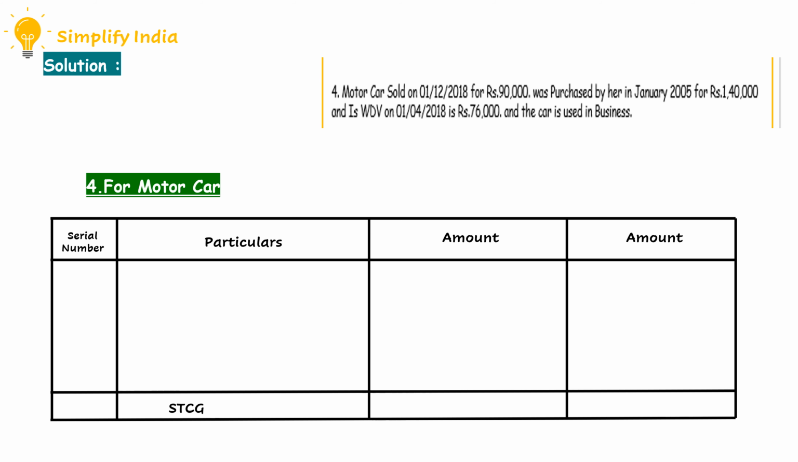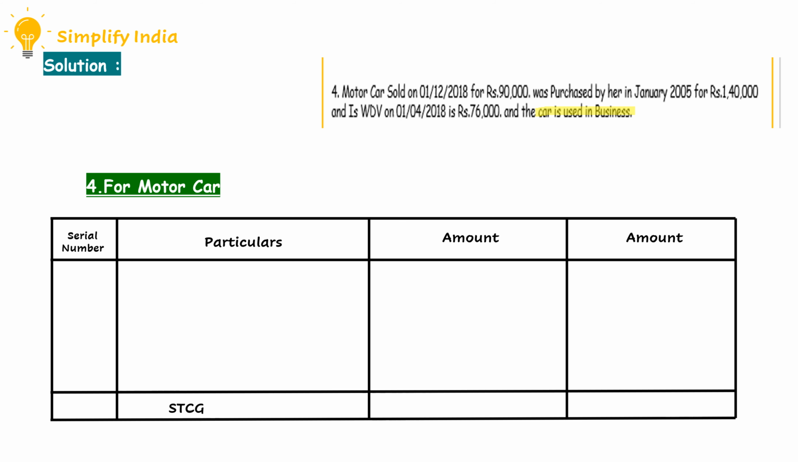Our next capital asset is a motor car. As we know from our previous videos, any movable asset except jewelry will not be considered a capital asset, but here in the problem they have mentioned that the car is used in the business, that is, it is used for official purposes. So as the car is used in the business, we have to consider it as a capital asset.